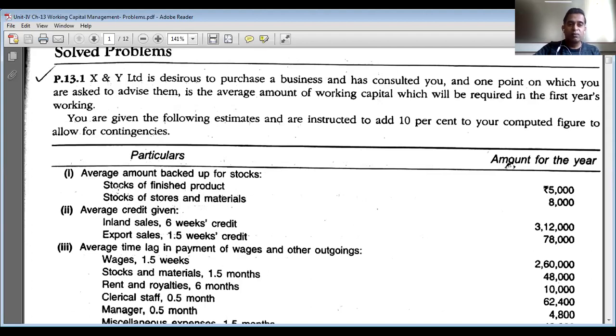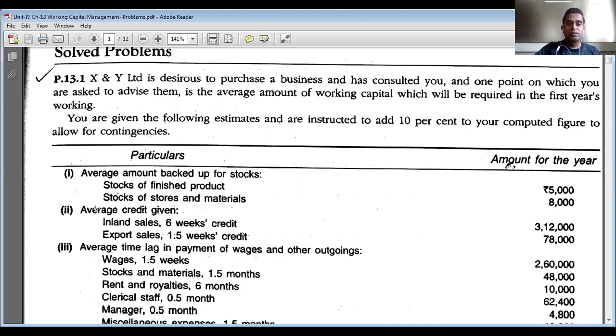So working capital required to finance stocks of finished product, or finished goods inventory, is 5,000 rupees. Working capital required to finance stock of stores and materials. Stores and materials means raw materials. So working capital required to finance raw material inventory is 8,000 rupees. So this data is readily given.